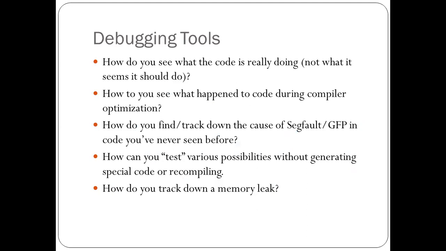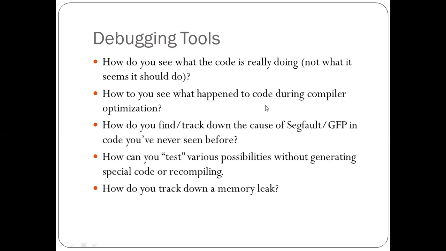Now there are a number of debugging tools. Here we can see how do you see what the code is really doing? So how will you check whether the code is working properly or not, not what it seems it should do? So here we will check, there are a number of debugging tools. With the help of those tools, we can check the coding at each function level or component level.